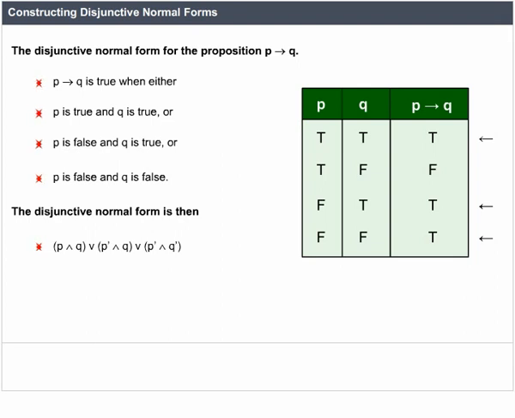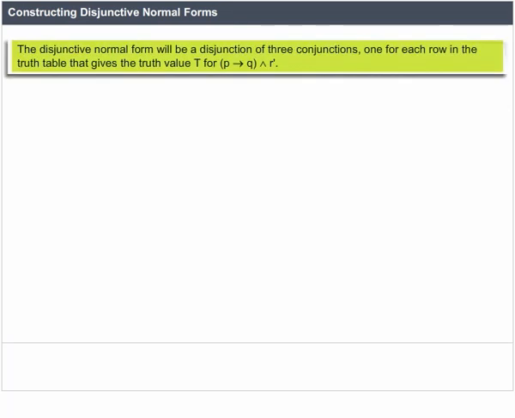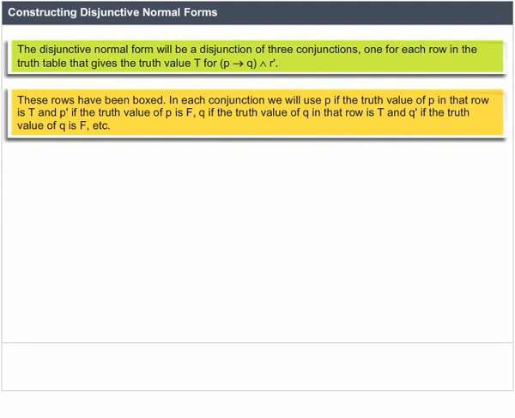Constructing disjunctive normal forms. The disjunctive normal form will be a disjunction of three conjunctions, one for each row in the truth table that gives the truth value T for P implies Q and R dash. These rows have been boxed. In each conjunction, we will use P if the truth value of P in that row is T and P dash if the truth value of P is F, Q if the truth value of Q in that row is T, and Q dash if the truth value of Q is F, etc.